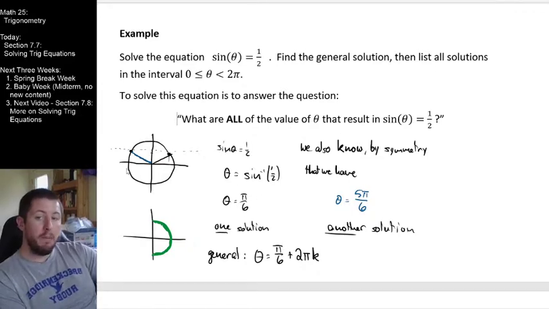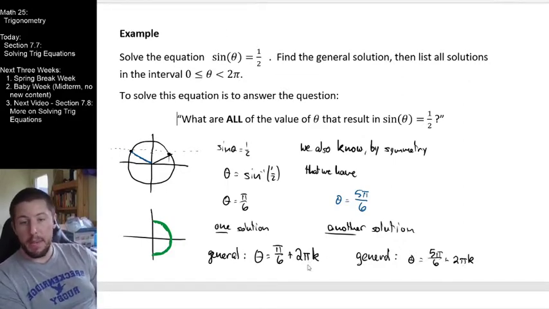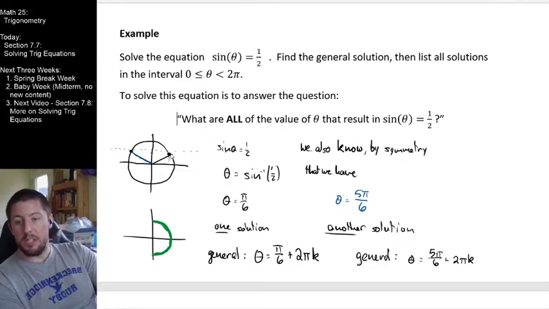It seems like it should be the case also that we could do additional rotations to get to this guy over and over and over again as well. So it does seem like we're going to get a general solution associated with this guy as well of theta equals 5 pi sixths plus 2 pi k. I know that the sine function repeats every 2 pi, and that's part of the big reason why I'm using 2 pi right there. That's how many more radians of revolution I need to do to get back to that same location once again.